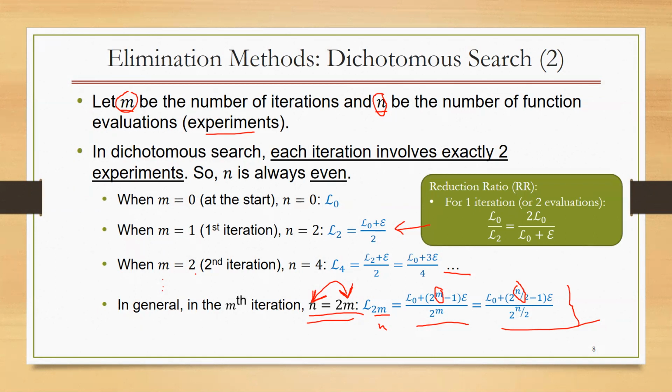So if I go from iteration 1 to iteration 2, where iteration 1 means from the starting to the first iteration, the reduction ratio would be L0 divided by L2, right? If you substitute L2, you would get this. Now, I could further simplify this. If I assume that epsilon is very, very small compared to L0, then we can ignore it, and this L0 would cancel with this L0. So I would say the reduction ratio is 2. Am I right?